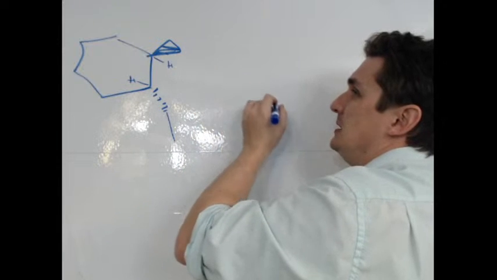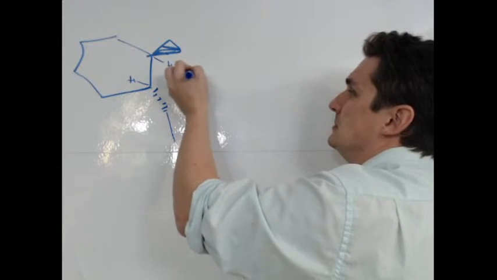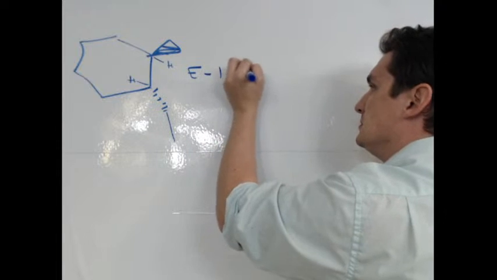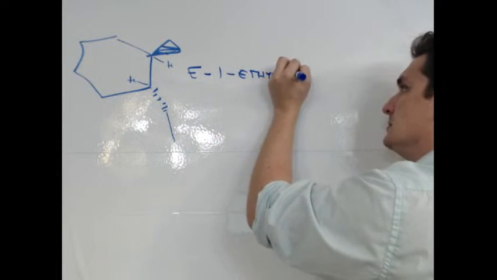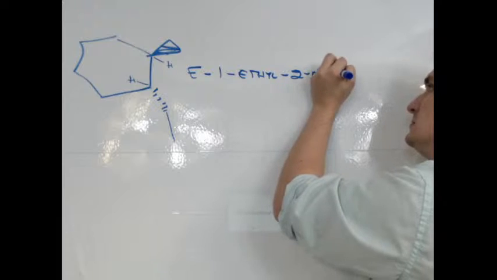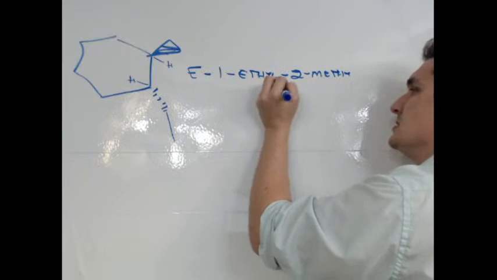So this ends up being E-1-ethyl-2-methylcyclohexane.